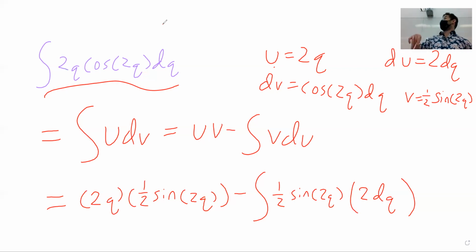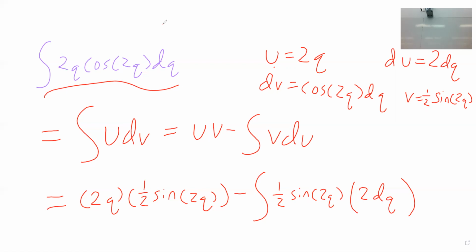So no, not in front of the 2q, because that was from a derivative followed by an integral, and those canceled out. So dv was cosine 2q dq. So then to get v, you have to integrate it. So I think I'm good there.